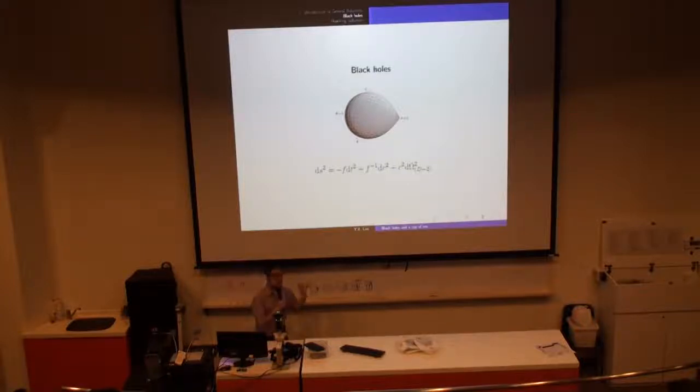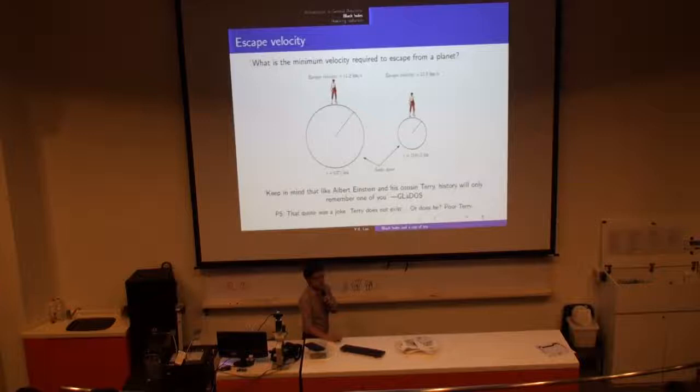So look, gravity can attract light. And again, this is just decoration. Forget about all these equations. I'm going to talk about black holes now.